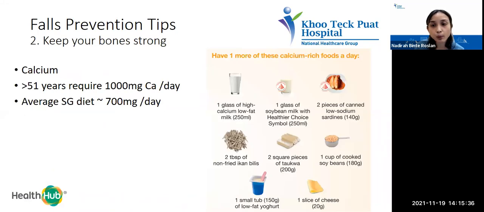Secondly, keep your bones strong by ensuring you are consuming the essential nutrients such as calcium and vitamin D. Adults age 51 and above require at least 1000 milligrams of calcium per day. Based on an average Singapore diet, you are already having about 700 mg of calcium per day. Hence, to have enough calcium, you need to add one more calcium-rich food to your daily diet, as seen in the picture here.